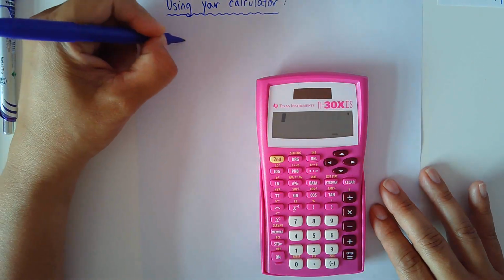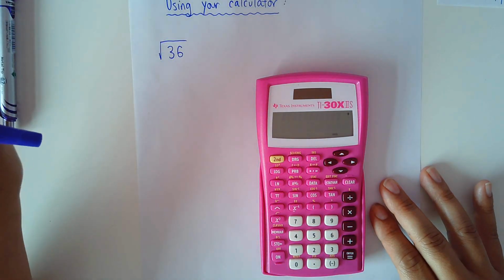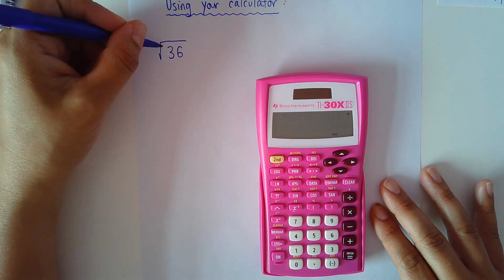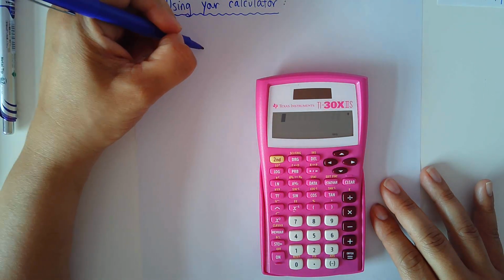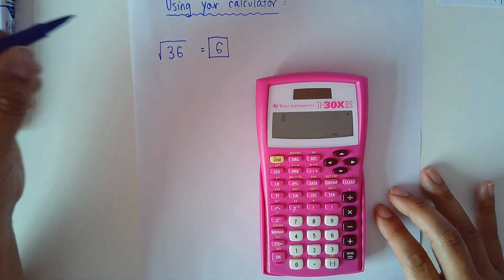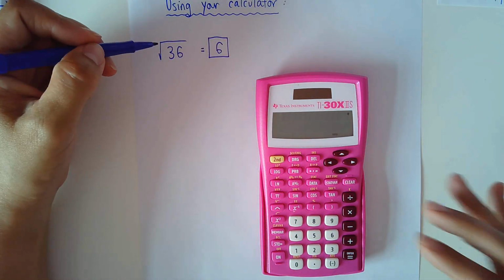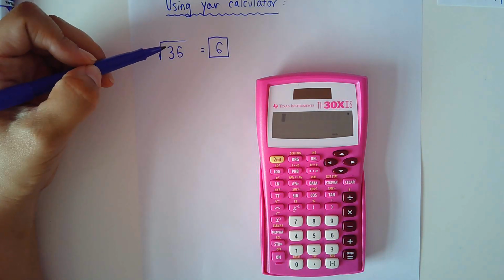But for example, if I want to take the square root of 36, now I've already memorized these answers. I know that 36 is a perfect square. The square root of 36 is 6. But let's say I wanted to do this in my calculator, because we will be getting into numbers that are not perfect squares.